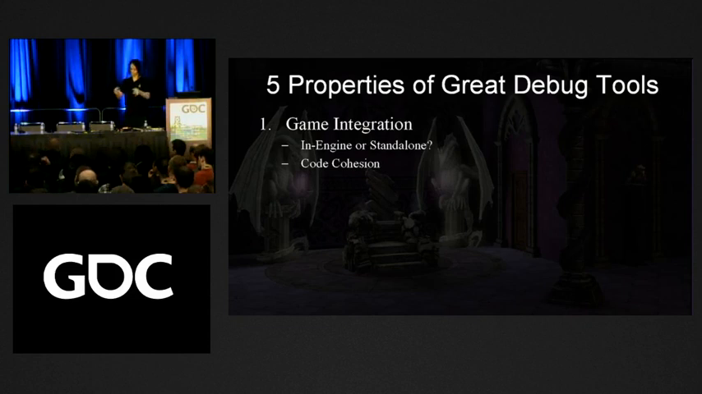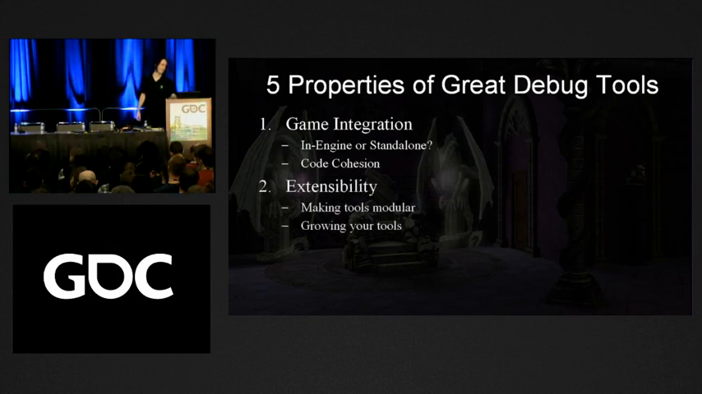Is it in the engine? Is it just right there in the code? Is it a standalone application that then connects directly with the game through some communication layer? And one of the main things you have to think about as well is code cohesion. You don't want to have a bunch of pound ifs everywhere in the code base, because that can be very unwieldy and very difficult to try and rip out.